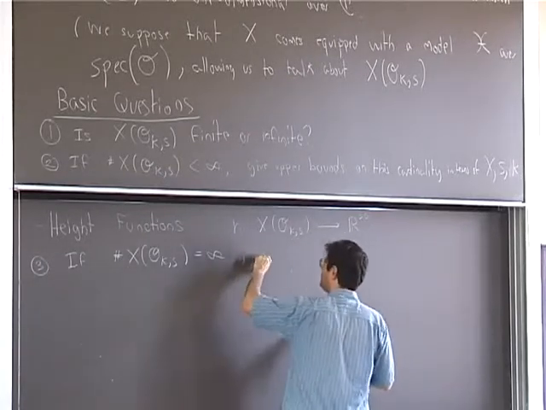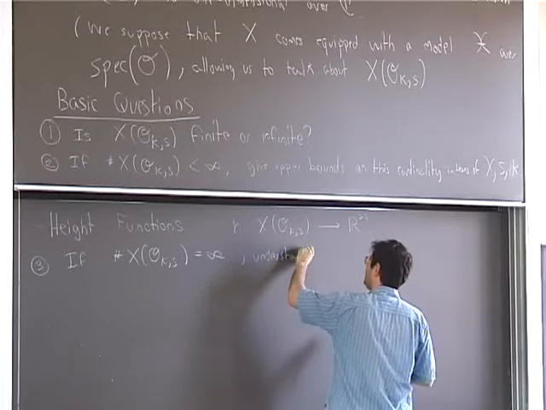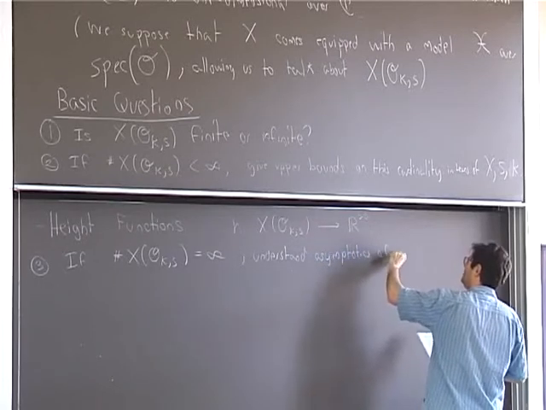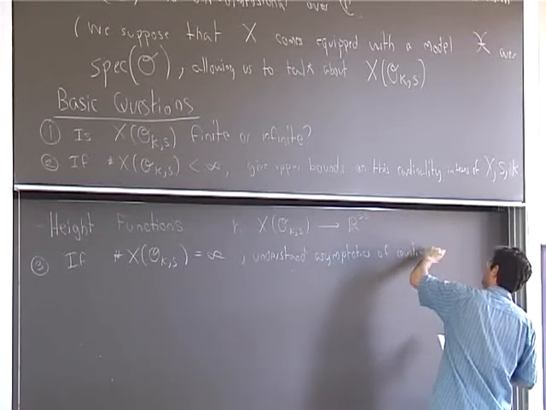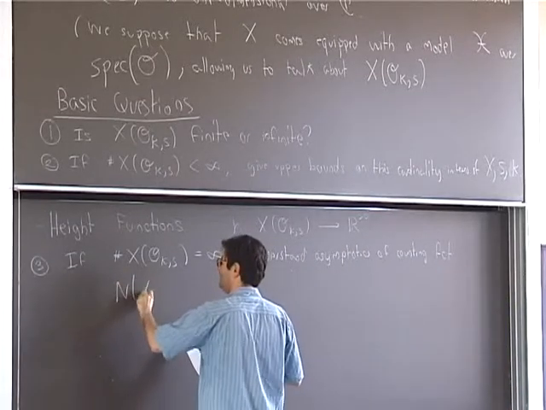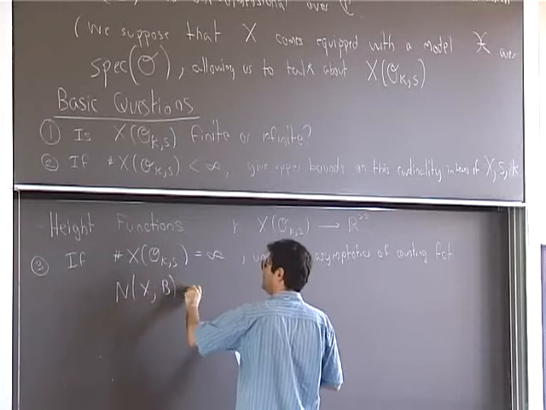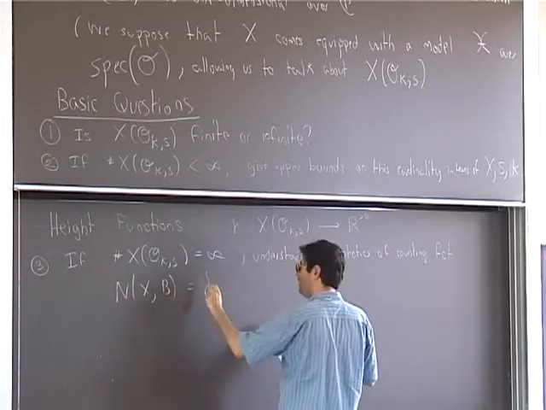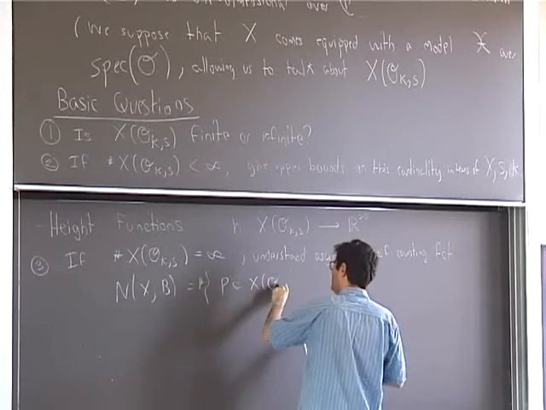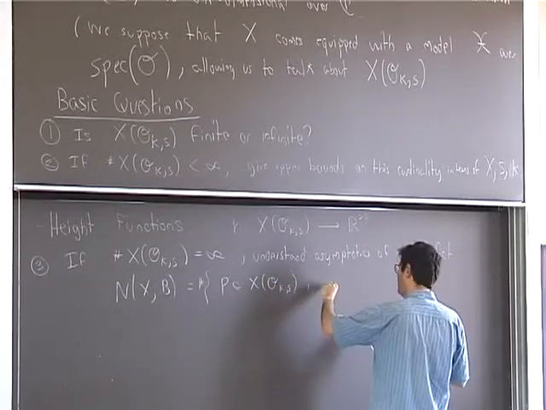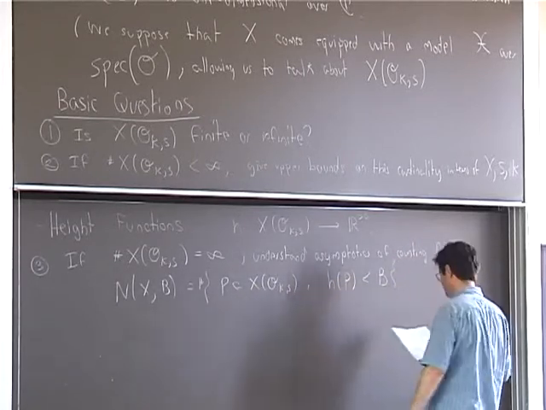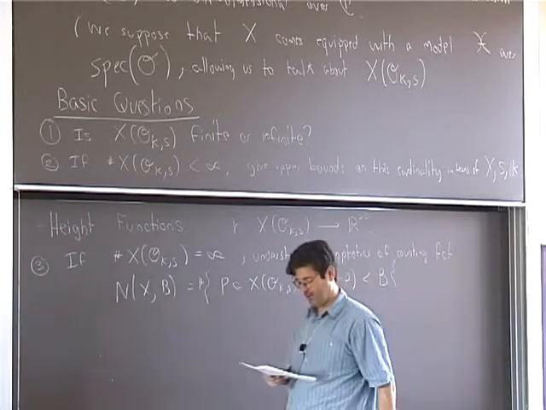So if this is infinite, you can consider a counting function. So you might want to understand the asymptotics of the counting function, which I'm going to call N(X,B), which is the number of points in X(O_K,S) whose height is less than B. And you want to maybe know how that grows as a function of B.